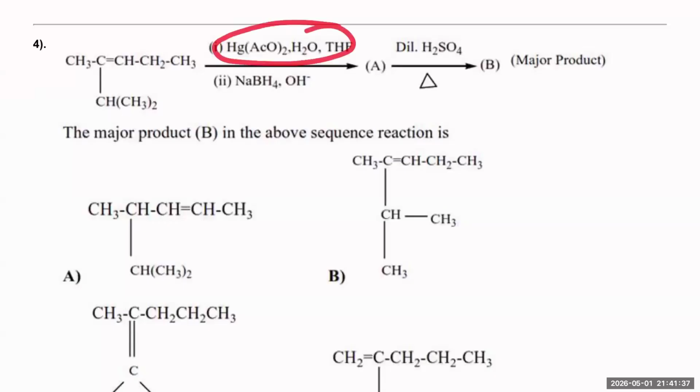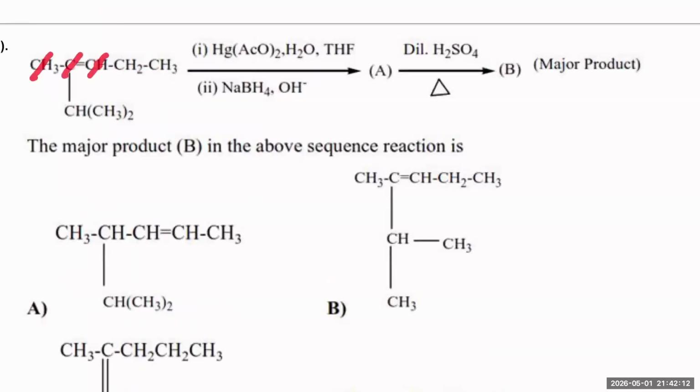Oxymercuration, demercuration. That is the first thing we have to do. And then dilute H2SO4 and heat. So that will give you an alkene as well. So basically, we need to proceed through oxymercuration followed by this. This is the more substituted position where the positive charge on carbon can be more stabilized. So after forming a mercury bridge here, water will attack on this position, H minus will attack on this position. So let me write down that part here.